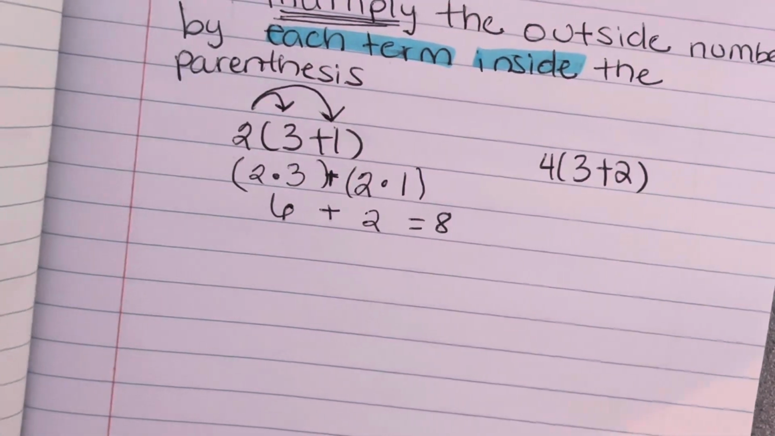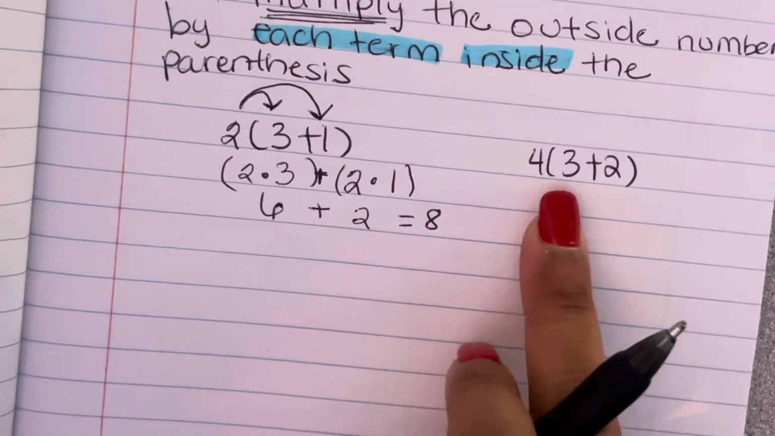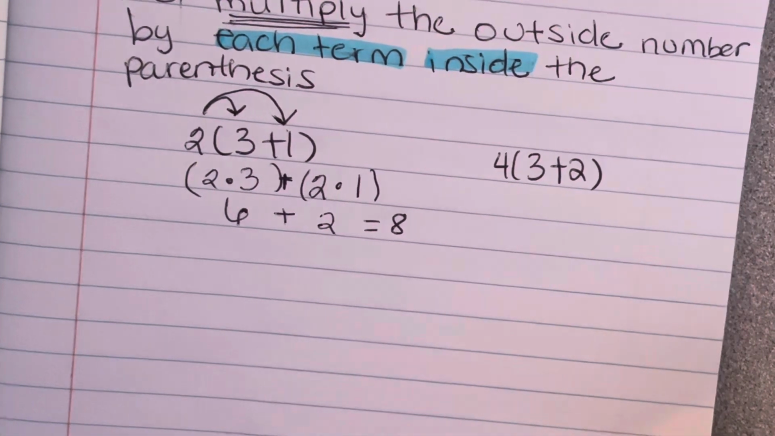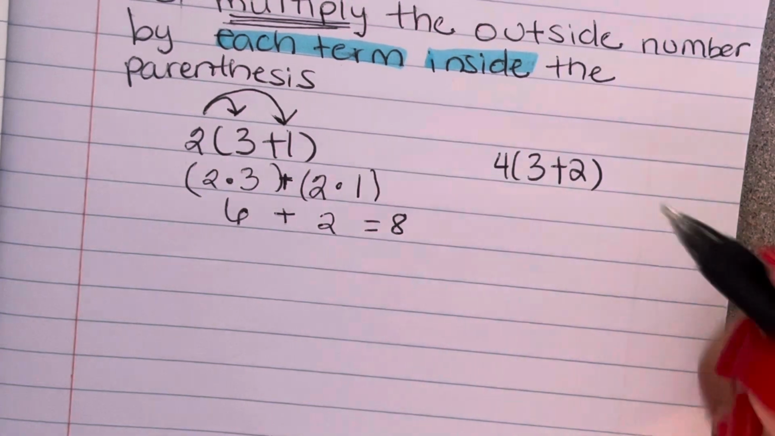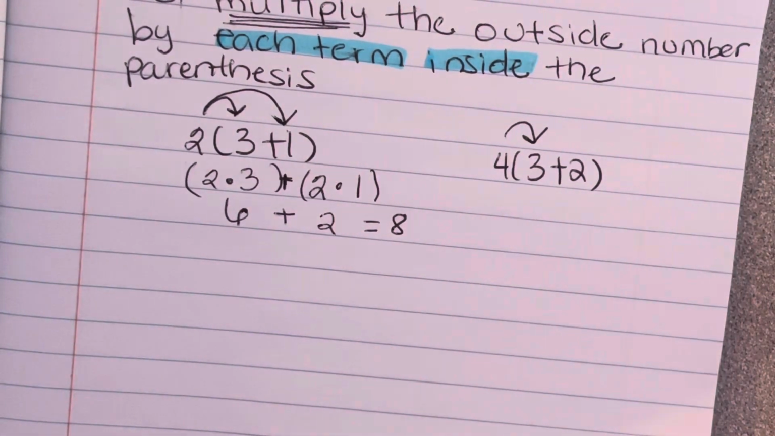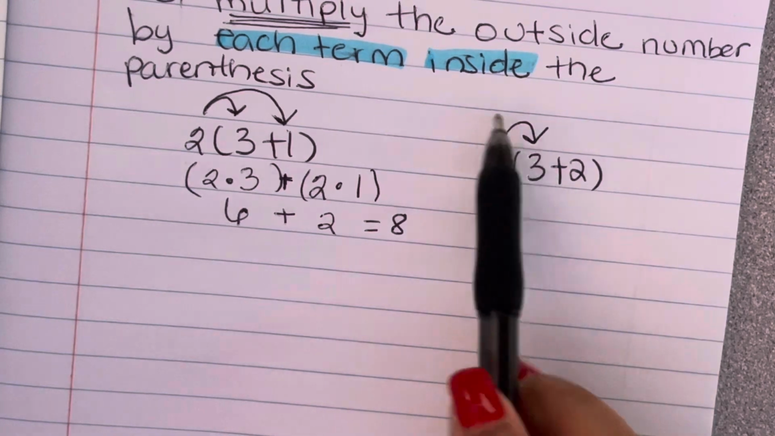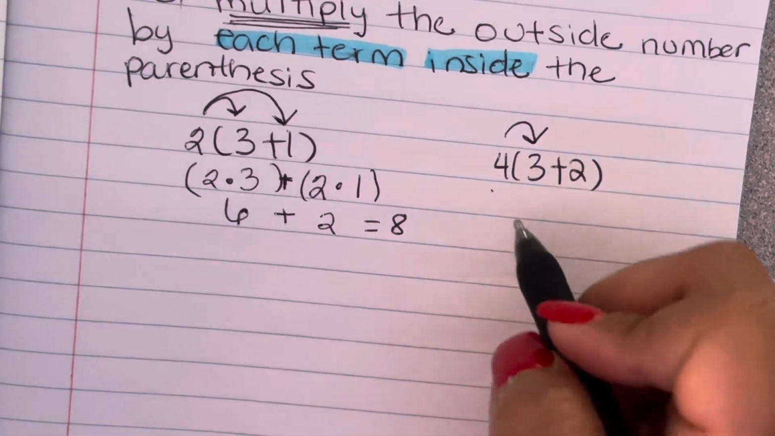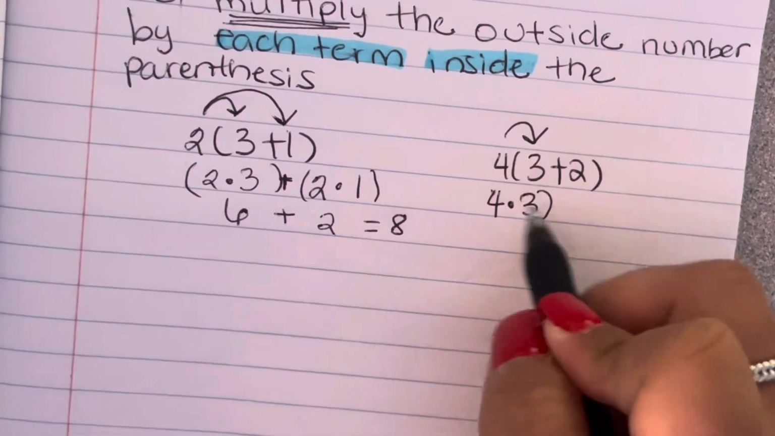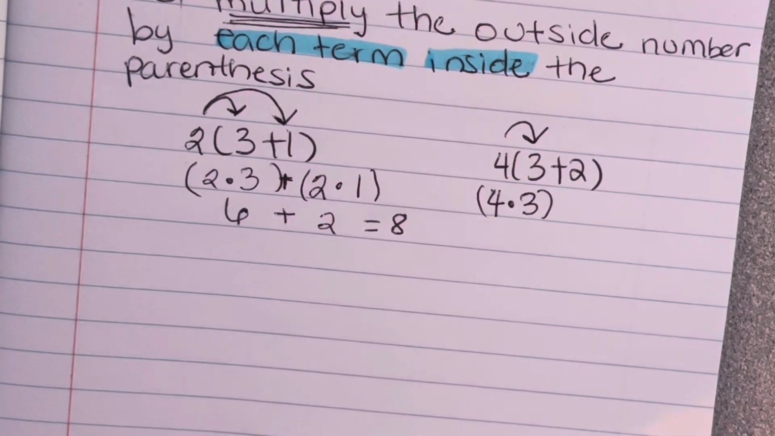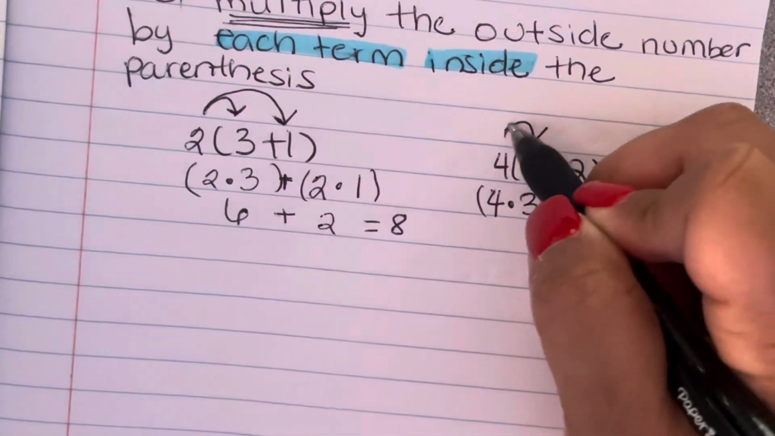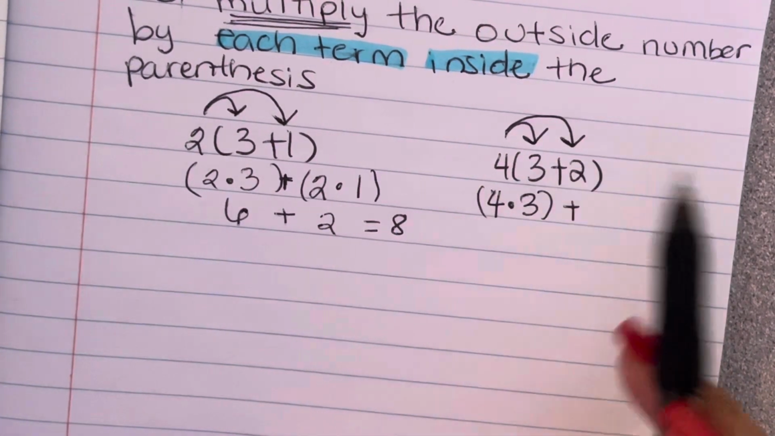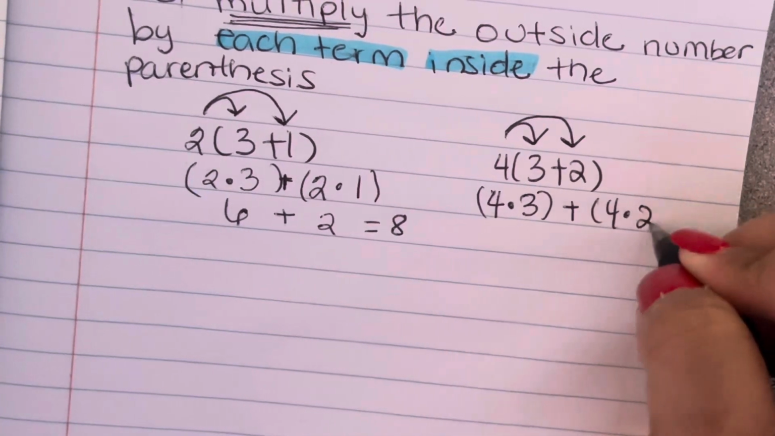All right, go ahead and write down this next example right here. 4 times 3 plus 2. And we are going to use the distributive property to solve this. We're going to use the arrows. So I'm distributing the outside number to every term, each term inside the parentheses, one at a time. So this is 4 times 3, write it down, plus, I'm using my arrows to show that I'm distributing that 4 to this 2, and that's going to be 4 times 2. Write it down.